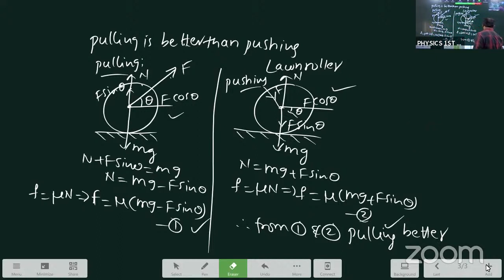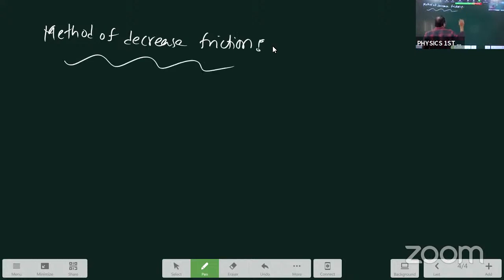Okay, now we'll discuss the next question: methods of decreasing friction. Sometimes they ask reducing methods of friction, sometimes decreasing methods of friction. Sometimes they ask what is friction and how it is reduced, like the different 3 ways. The answer is the same.